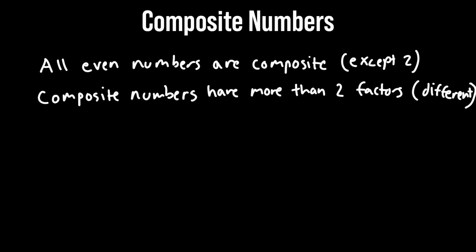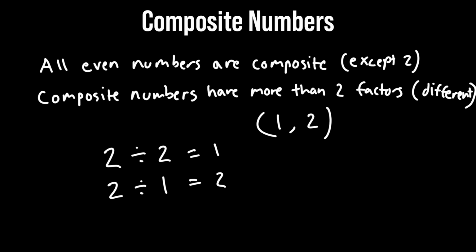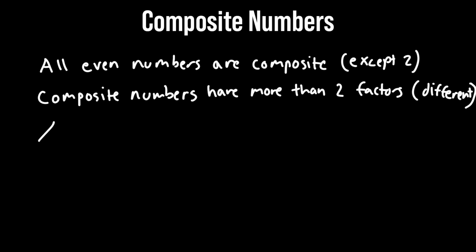The reason 2 is not composite is because 2 can only be divided by 2, and 2 can also be divided by 1. This is 1, this is 2. There's no other factors it can be divided by, because the only candidates are 1 and 2. So if we take the second rule here, you might notice that this contradicts with prime numbers, which means composite numbers are inherently not prime.